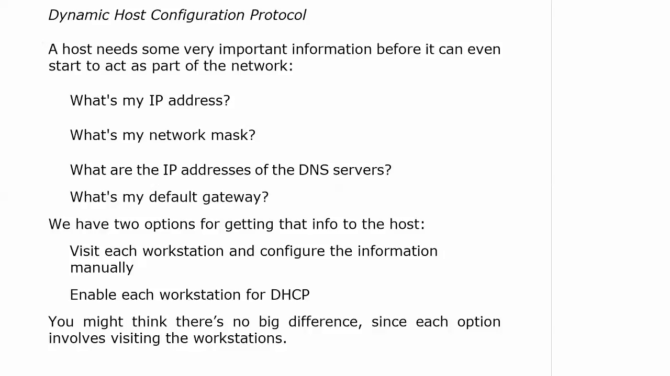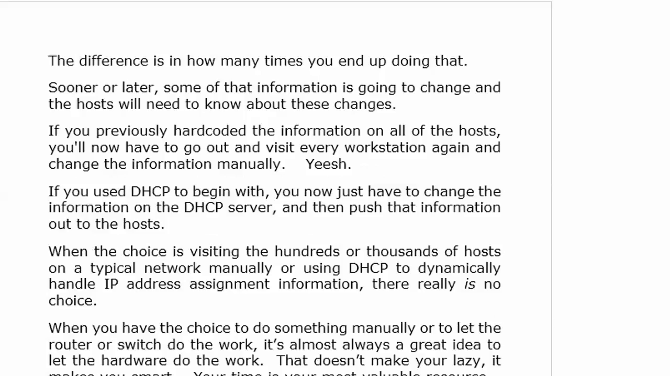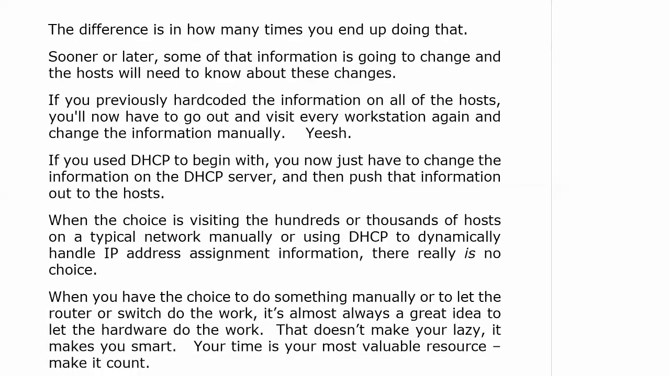This is version 4. One way or the other, though, a host needs some really important information before it can even start to act as part of the network. What's my IP address? What's my network mask? Where are the DNS servers? What's my default gateway? So we have two options for getting that information to the host, and I've done both. Visit each workstation and configure the information manually, or enable each workstation for DHCP. Now you might think there is no big difference there since each option involves visiting the workstations. Well, that's true. We have to, as we say, touch the machine, touch the PC once. The difference, my friends, is in how many times you end up doing that.